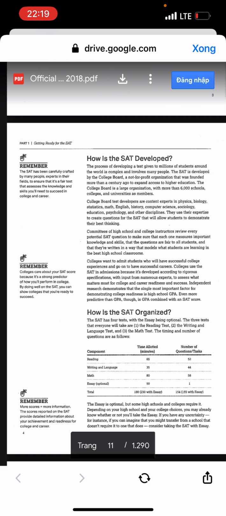Colleges want to admit students who will have successful college experiences and go on to have successful careers. Colleges use the SAT in admissions because it's developed according to rigorous specifications, with input from numerous experts, to assess what matters most for college and career readiness and success. Independent research demonstrates that the single most important factor for demonstrating college readiness is high school GPA. Even more predictive than GPA, though, is GPA combined with an SAT score.